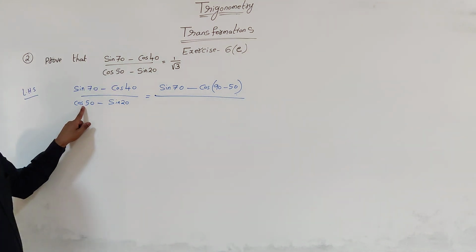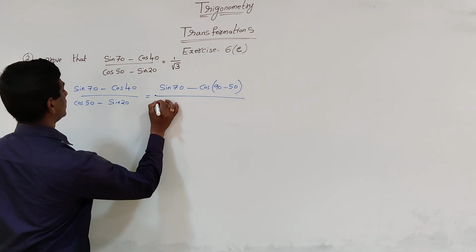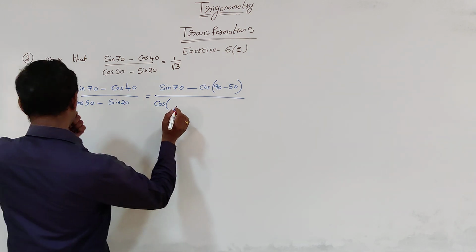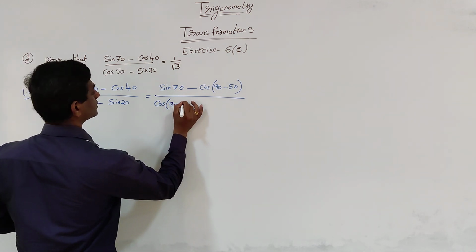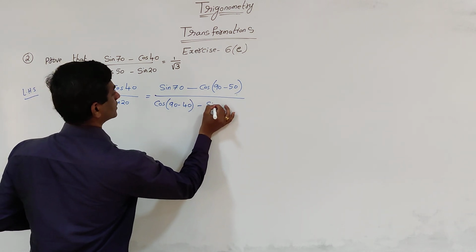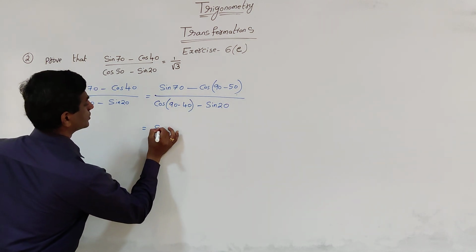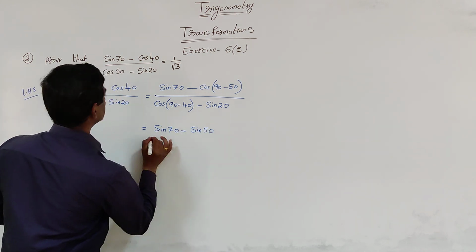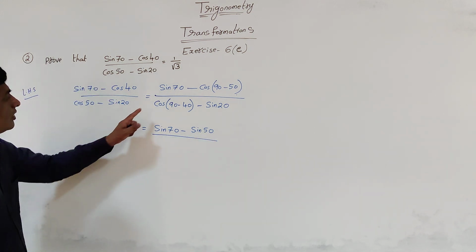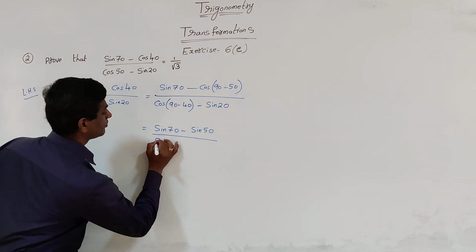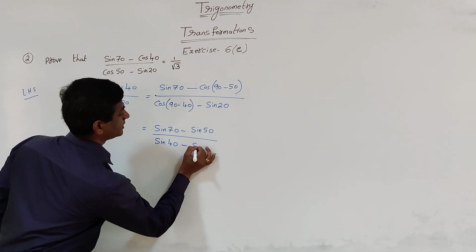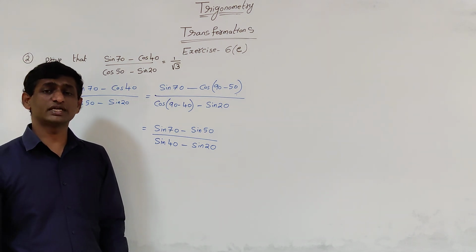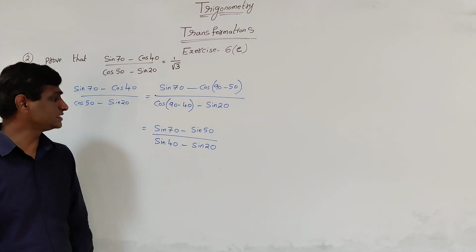Cos 50 can be written as cos of (90 minus 40), because 40 and 50 are complementary, so it is sin 40, minus sin 20. So sin 70 minus sin 50 by sin 40 minus sin 20. Now if you observe the numerator, it is in the form of sin C minus sin D. The denominator is also sin C minus sin D.